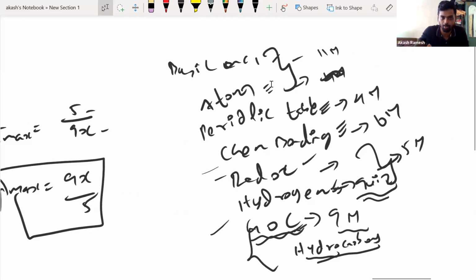Basic concept we completed, atomic structure we are doing, and then we'll start with the periodic table, and then we'll go for chemical bonding. Redox reaction is very simple, a very small chapter. GOC, yes, we have to concentrate.